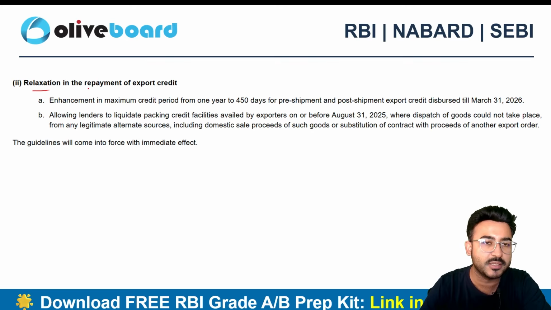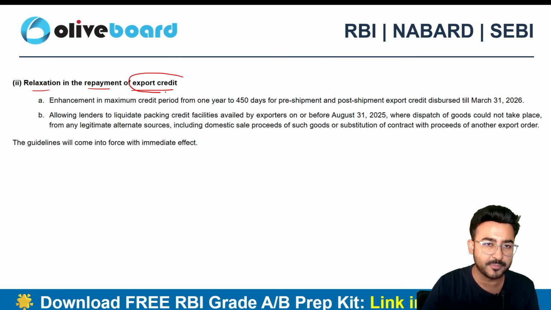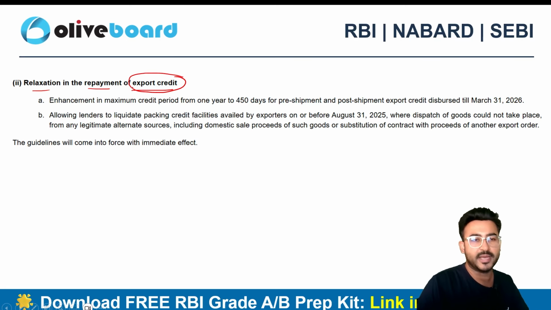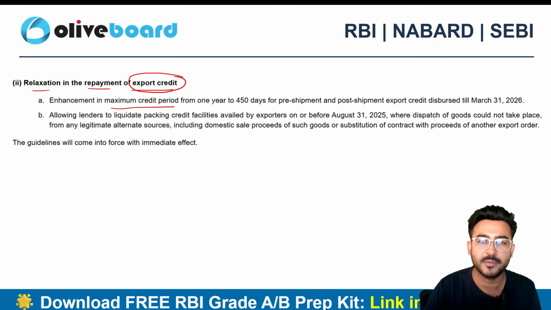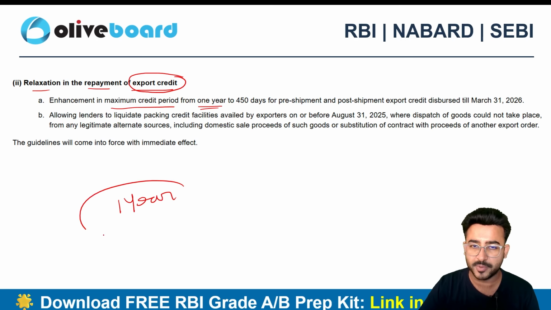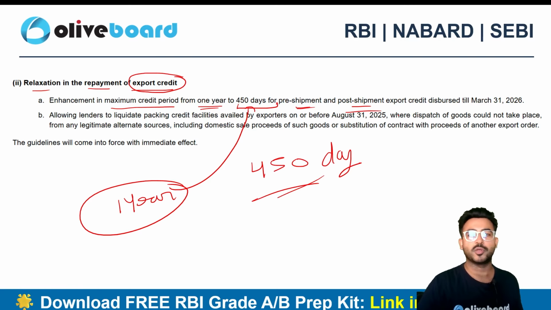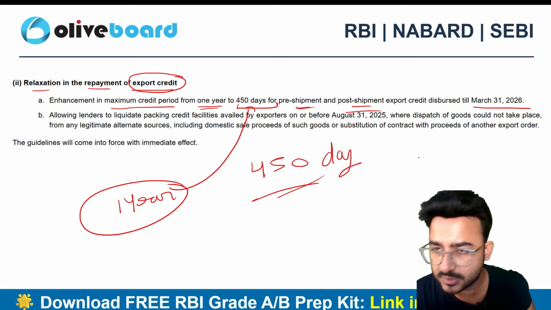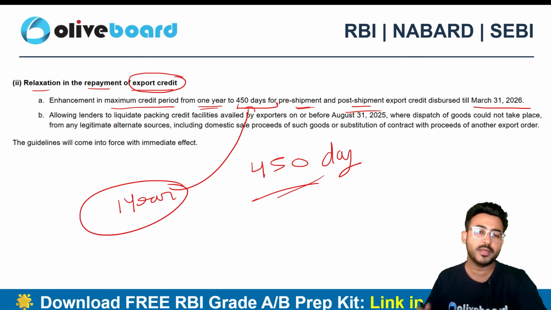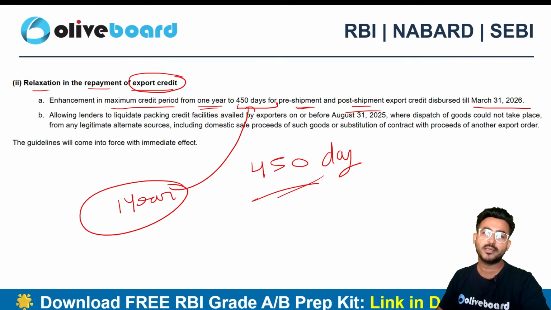OK, next is the relaxation in the repayment of export credit, right? सो यहाँ पे आपको जो एक्सपोर्ट क्रेडिट मिलता है, आपको जो क्रेडिट मिलता है बेसिकली, उसके पीरियड का एनहांसमेंट हो चुका है. Enhancement in the maximum credit period. Earlier you used to get a credit period of 1 year. Now it is of 450 days, both for pre-shipment and for post-shipment export credit till 31st March 2026. तो 31st March 2026 तक आपको एक साल की जगह 450 डेज का आपको यहाँ पे क्रेडिट पीरियड मिलने वाला है, both for your pre-shipment as well as for your post-shipment, है ना?